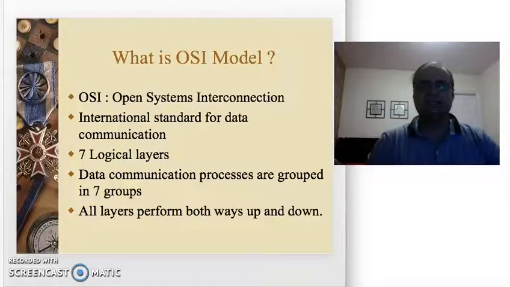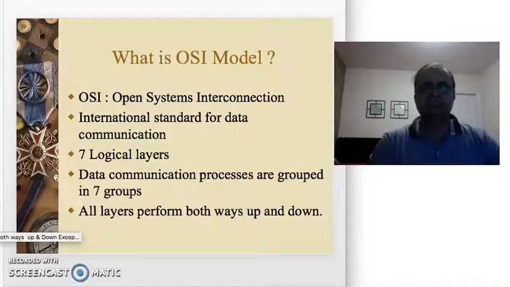It's not like that. Basically, we have grouped the different functionalities of the computer relating to network communication into 7 groups. Then we have organized those 7 groups into 7 layers. They have a specific sequence, from top to bottom, or you can say from bottom to top. Those layers are present in a proper sequence, and they perform their functionalities in both ways, up and down.